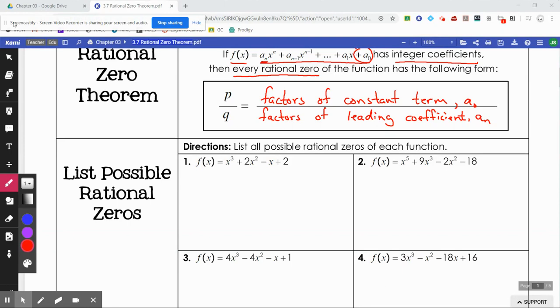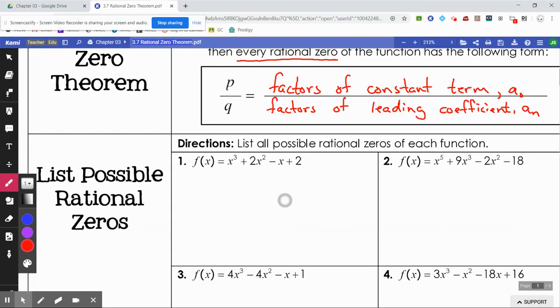Okay, now let's actually try out this theorem and show you what it means. Number one says list all the possible rational zeros of each function. And for what we just said, all the possible rational zeros, not every one of them, but all the possible ones, will be of this form: p over q, where p is all the factors of the constant term, q is all the factors of the leading coefficient.